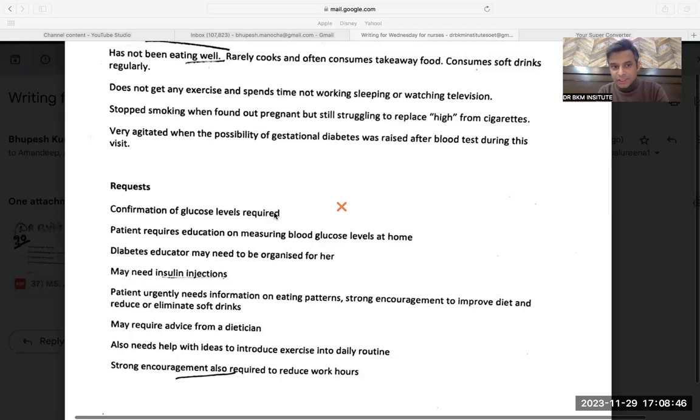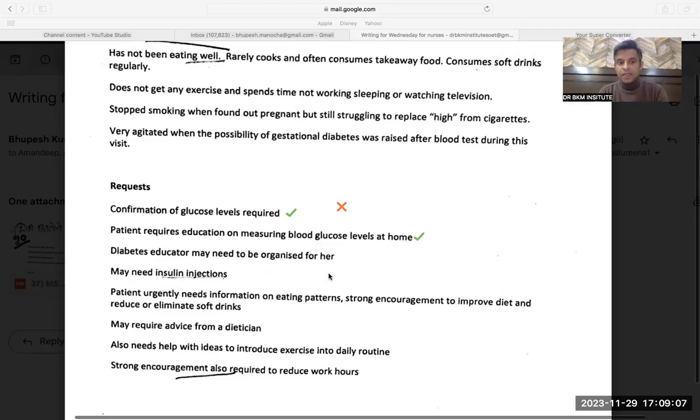Confirmation of the glucose levels required. It can be done by the diabetes specialist. That means I need this, so it is a very important thing. I will put a tick on it. Patient requires education on measuring blood glucose levels at home. That means the diabetes specialist can guide the patient about how to measure glucose levels at home. Important.